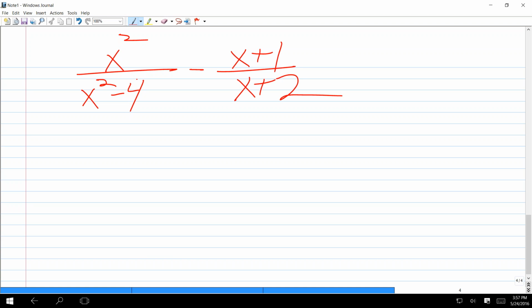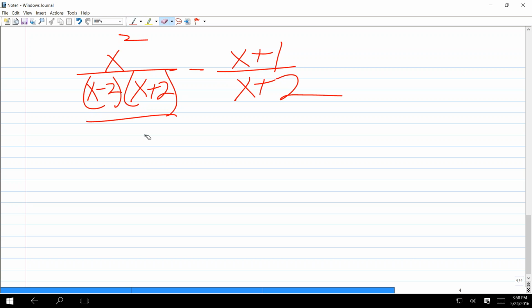Again, we have a quadratic here. We can't really factor the x squared, but we can factor the x squared minus 4. What does it factor into? x squared minus 4 is x plus 2, x minus 2. Yeah, that's difference of perfect squares. Okay, so it's going to be x minus 2 times x plus 2. And the advantage of factoring it is now I can see that one of my common denominators has to have an x plus 2 in it.